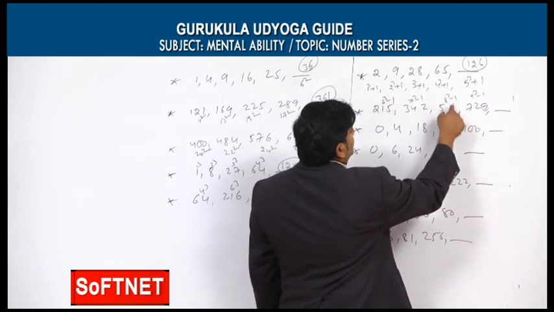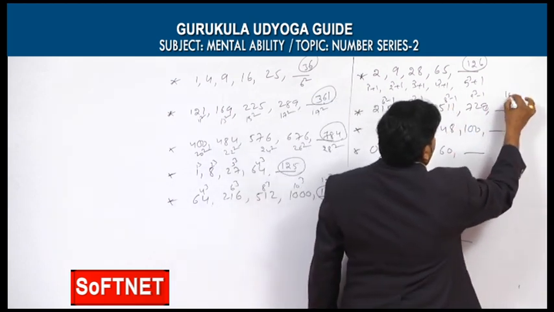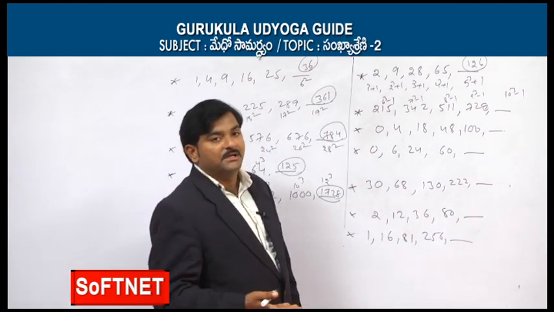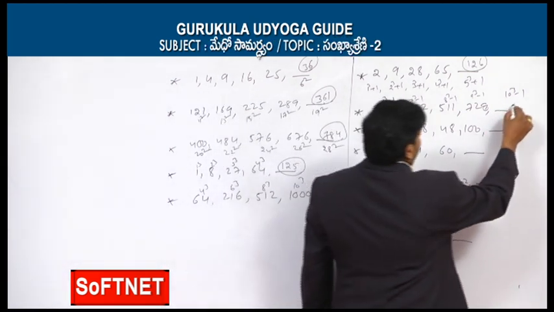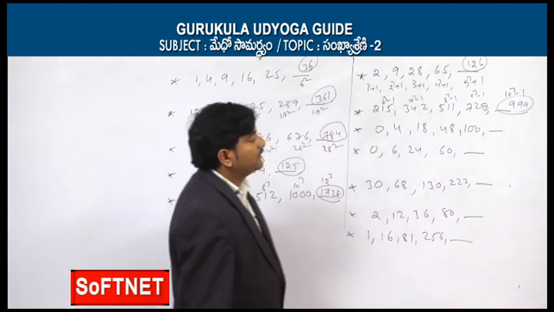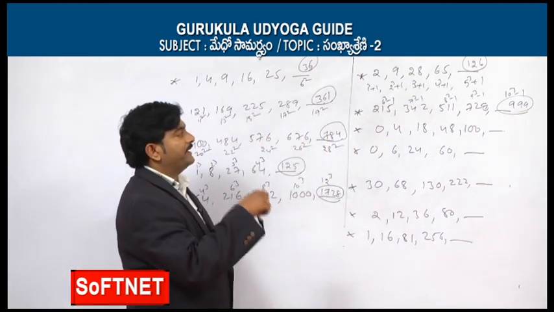Next, what will come? 6 cube, 7 cube, 8 cube, 9 cube. So next number is obviously 10 cube minus 1. 10 cube value is 1000. 1000 minus 1 means we can take it as 999. Okay. So that is about the n cube minus 1 model.